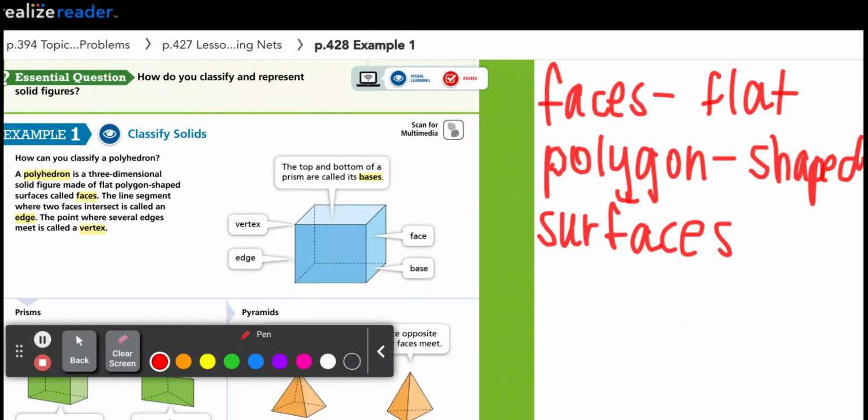The next vocabulary word we have is faces. So I also want you to copy this into your notebook. And faces are the flat polygon-shaped surfaces. So if we look at this cube again, each square would be a face. When I think of a face, I'm thinking of the flat surface where the three-dimensional shape would be able to sit on a table or sit on my hand. A face is going to be one of the flat surfaces.